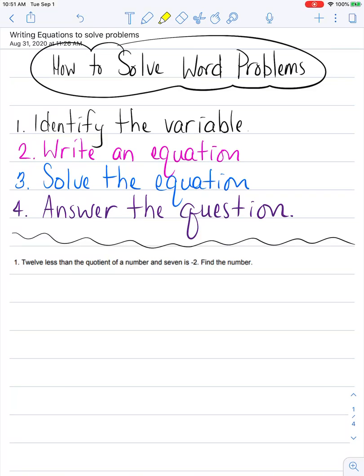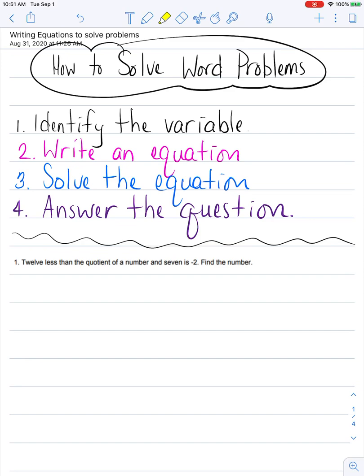Hey guys, today we're going to take a look at how to write equations and use those equations to solve problems. So first I want you to pause your video and write down these steps, how to solve word problems. First we read the question and we identify the variable. Typically this is what the question is asking for, but not always. So your variable is your unknown.